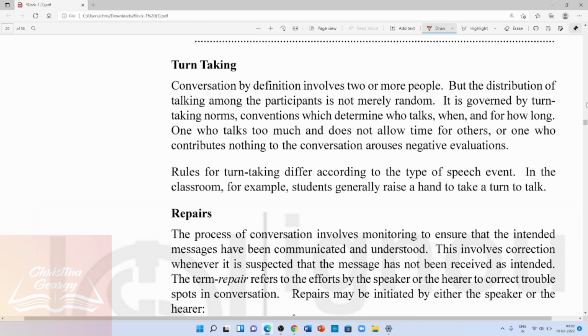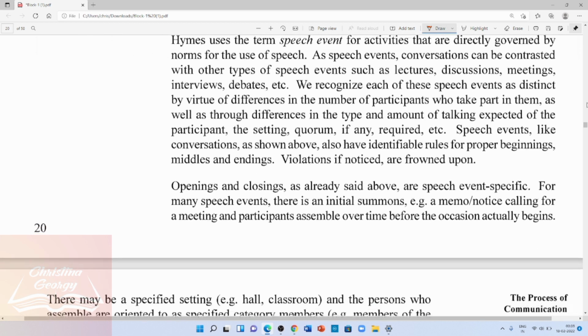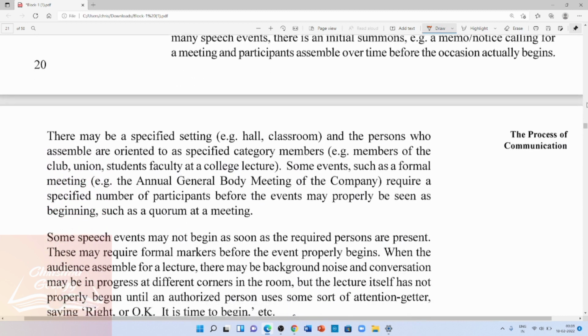You should also have an idea regarding the difference between conversation and other speech events. Conversation can be contrasted with other types of speech events such as lectures, discussions, meetings, interviews, debates, etc. We recognize each of these speech events as distinct by virtue of differences in the number of participants who take part in them. Openings and closings, as already said, are specific speech events. Some speech events may not begin as soon as the required persons are present. They may require formal markers before the speech properly begins. We'll be talking about interviews and meetings in the upcoming chapters.